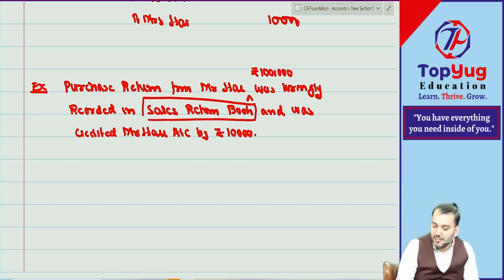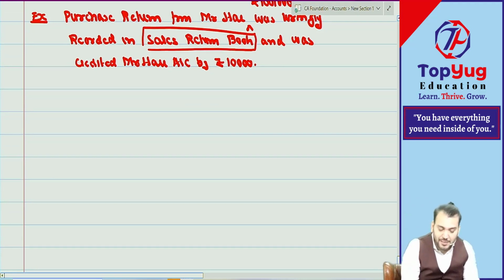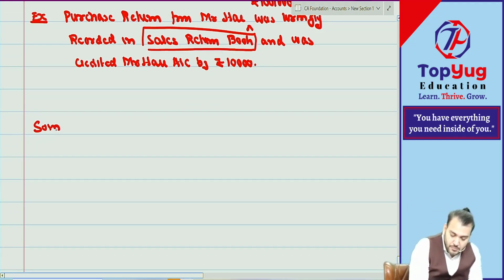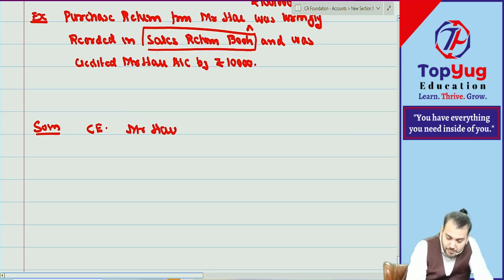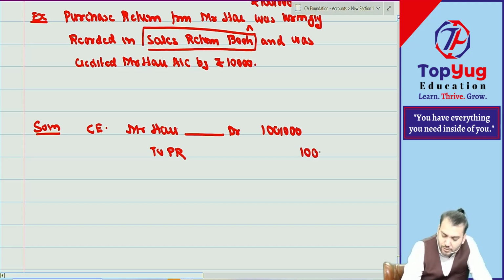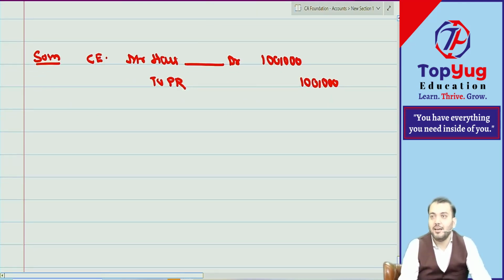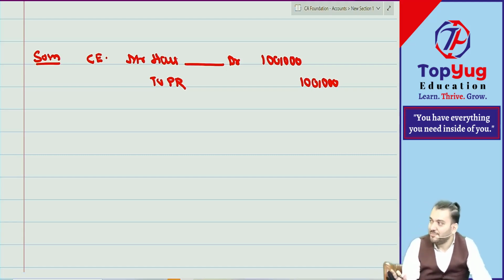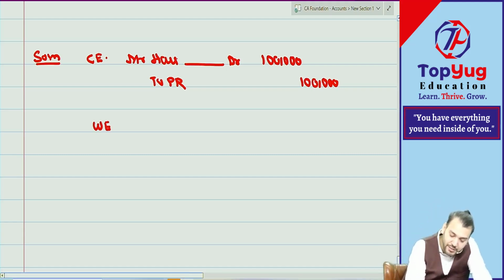Check whether your rectification entry requires rectification. Have you done it correctly? What is the correct entry? Mr. or Mrs.? Mr. Hari account debit to purchase return. How much? This is correct. I think the correct entry is correct for everyone. Everyone's correct entry is correct. Now identify the wrong entry.